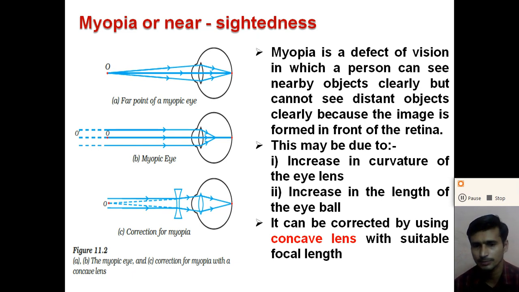So how can this myopia be corrected? Myopia can be corrected using a suitable concave lens with the suitable focal length, right?